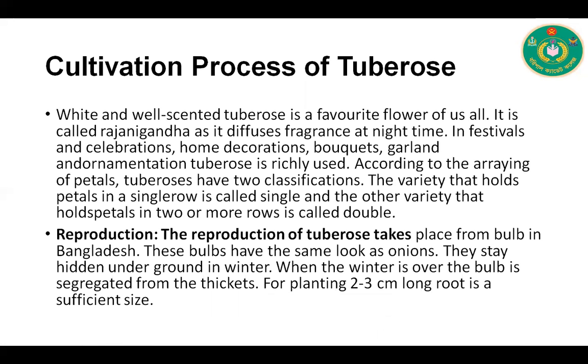Tuberose reproduction. The reproduction of tuberose takes place from bulbs in Bangladesh. These bulbs have the same look as onions. They stay hidden underground in water. When the winter is over, the bulb is segregated from the thickets. For planting, a 2 to 3 centimeter long root is a sufficient size.